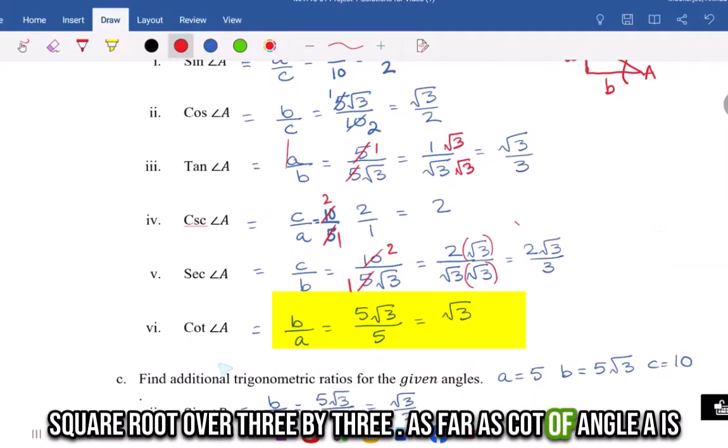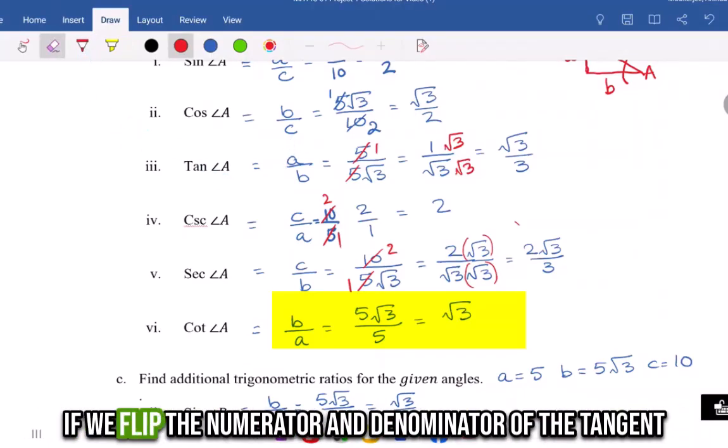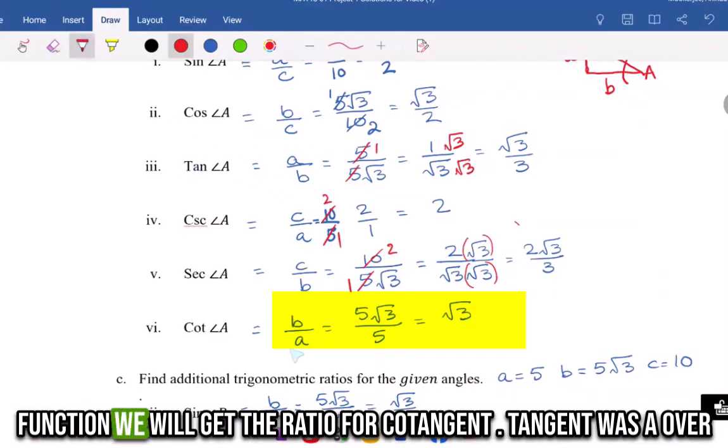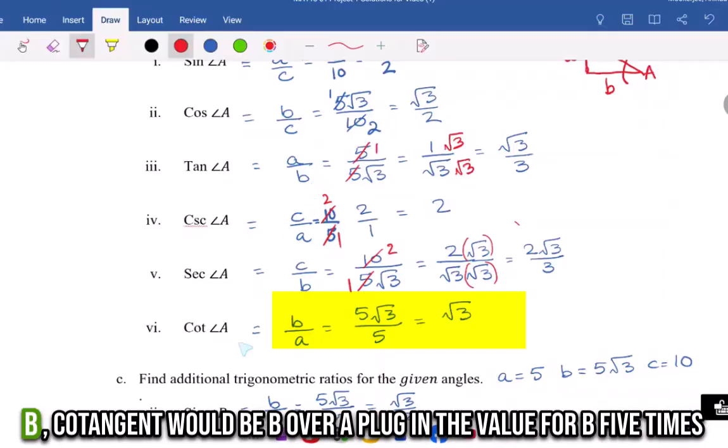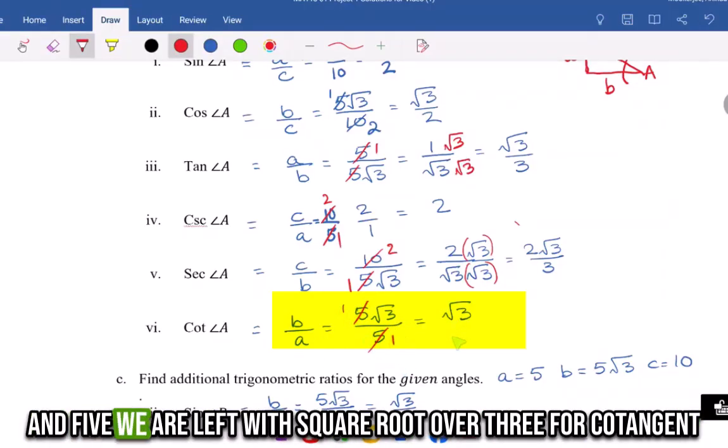As far as cot of angle A is concerned, it's the reciprocal of the tangent function. Therefore, if we flip the numerator and denominator of the tangent function, we will get the ratio for cotangent. Tangent was A over B. Cotangent would be B over A. Plug in the value for B, 5 times square root over 3. A has a value of 5. So let's divide 5 and 5. We are left with square root over 3 for cotangent.